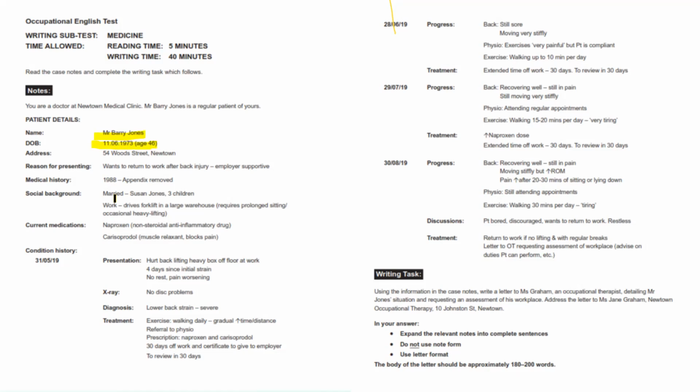This is the name and this is the date of birth. Reason for presenting. This is the occupation of the patient and the cause of his injury. And we mentioned briefly that the patient took 3 months off. Sorry, not this. This one. So this one and this one and this one. So we mentioned that briefly in the introduction. And the purpose of our writing is requesting assessment of workplace.